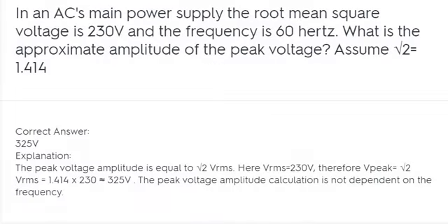In an AC main power supply, the root mean square voltage is 230 V and the frequency is 60 Hz. What is the approximate amplitude of the peak voltage? Assume root 2 equals 1.414. Correct answer: 325 V. Explanation. The peak voltage amplitude is equal to root 2 times VRMS. Here VRMS equals 230 V. Therefore VPEAK equals root 2 times VRMS equals 1.414 x 230, about 325 V. The peak voltage amplitude calculation is not dependent on the frequency.